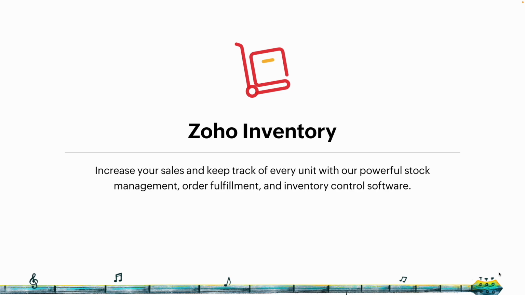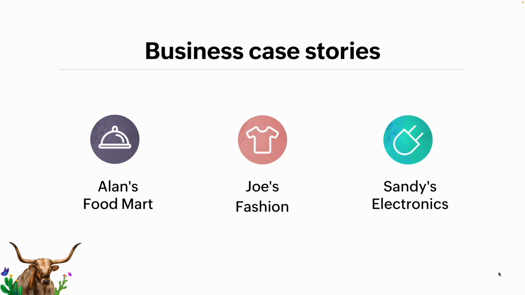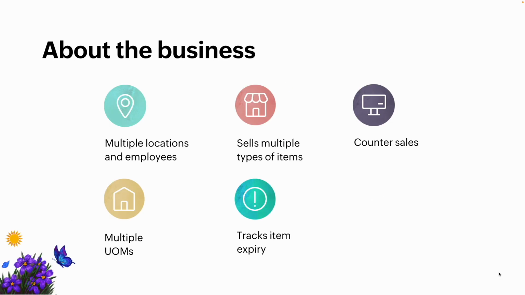And I'm going to explain to you using a few use cases, right? So 3 businesses I'll be talking about here. One is Allen's Food Mart, one is Joe's Fashion, and one is electronics. So a little bit of profile about Allen's Food Mart. It has multiple locations and employees. It sells different types of items. It has counter sales and different units of measurements for items. And it tracks item expiry. Of course, it's a perishable goods.